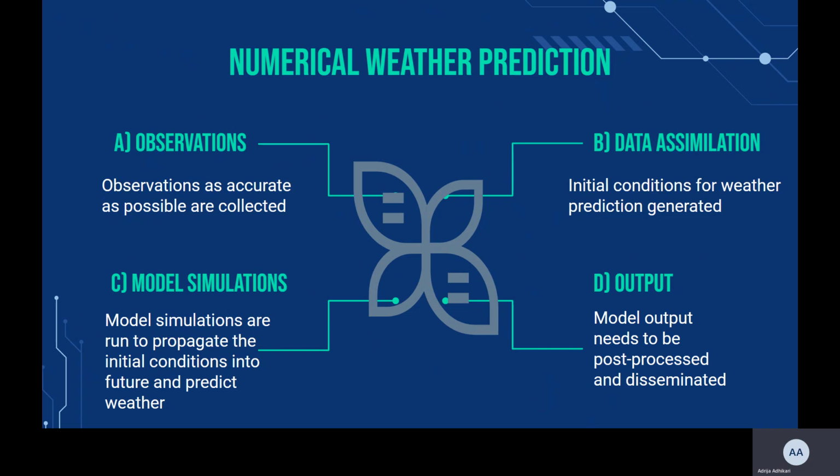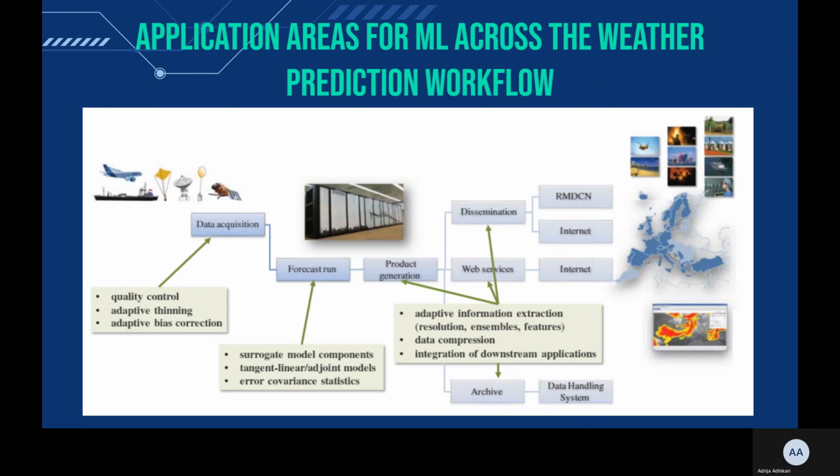Next is numerical weather prediction. Firstly, observations need to be collected that are required to be as accurate as possible. Next up is data assimilation, which is a process that combines observations and information from model simulations to generate initial conditions for weather prediction. Next is model simulation: once the initial conditions have been fixed, model simulations are performed that propagate the model's initial conditions into the future to make a prediction. Once the model simulations are finished, model output needs to be post-processed and disseminated. This is selection and compression of model output. So this is the major workflow that we follow in the prediction of weather.